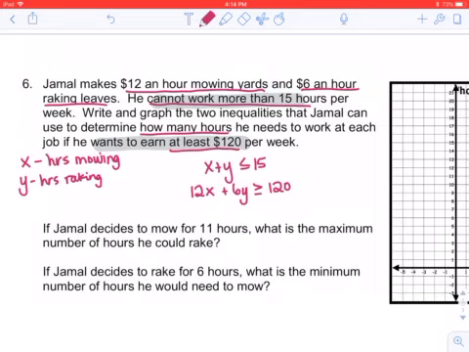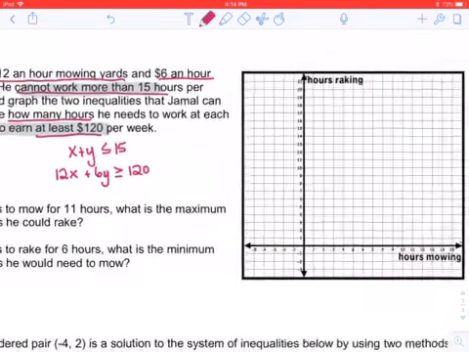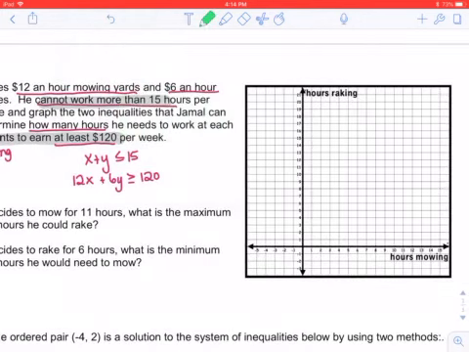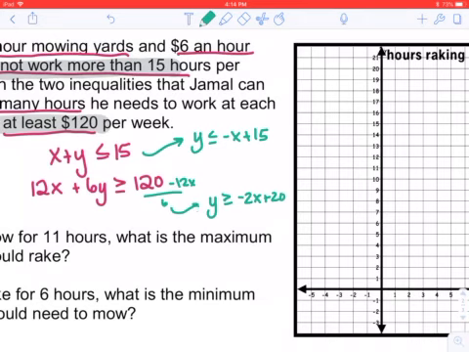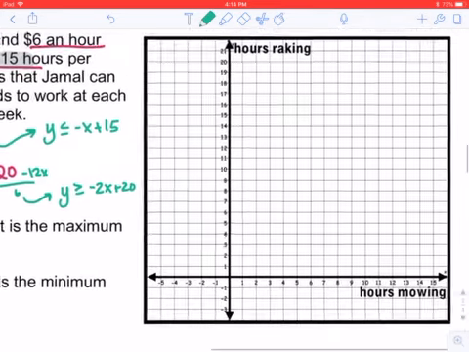So let's go ahead and graph these. I'm going to solve them for y, because that's the only way I can graph, is if they say y equals mx plus b. So the first one, I'm going to move the x over. So y is less than or equal to negative x plus 15. Second one's a little more complicated. I'm going to have to subtract the 12x, then divide by 6. So y is greater than or equal to negative 2x plus 20. So let's graph those two over here.